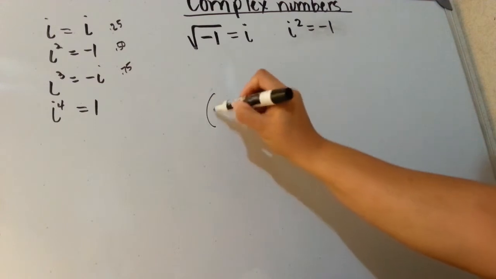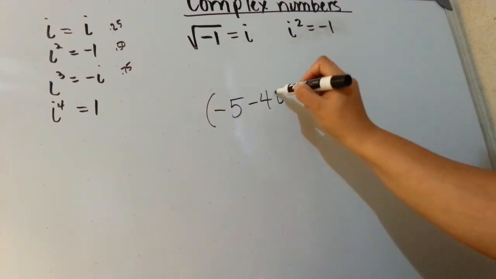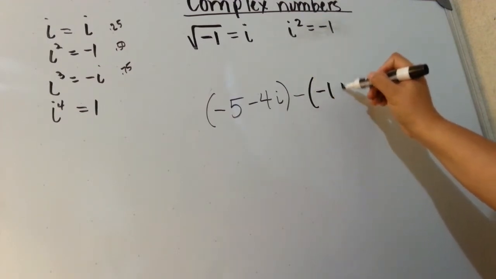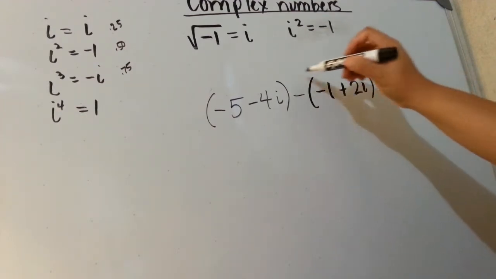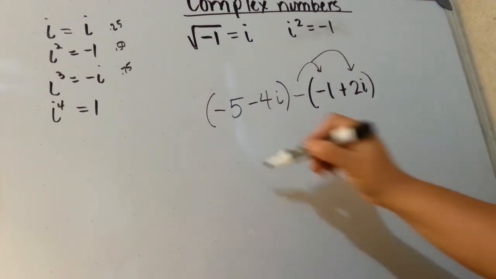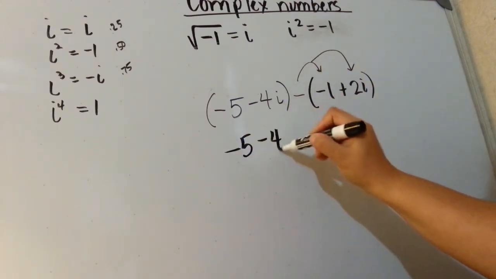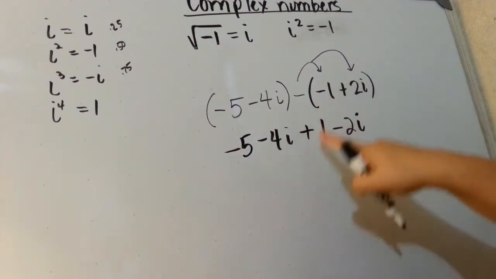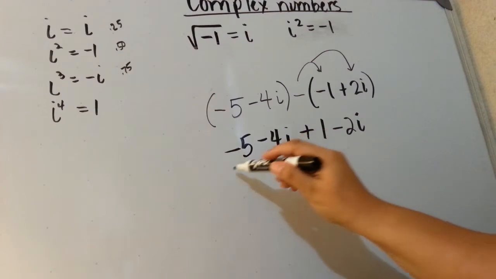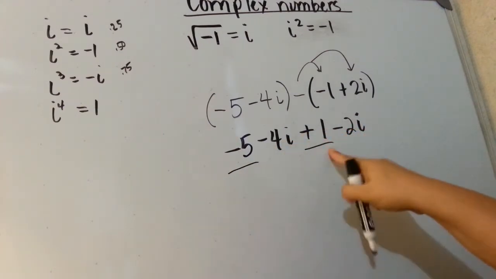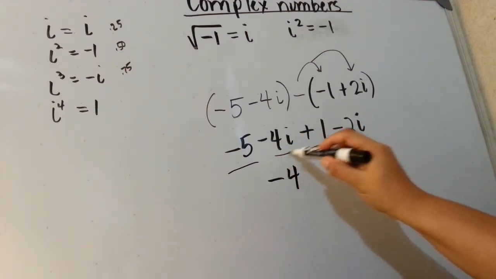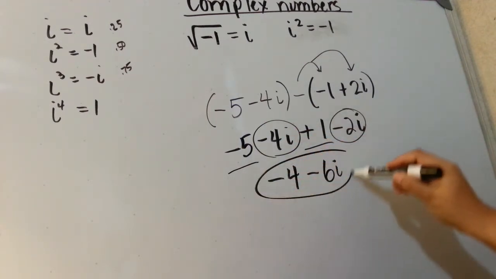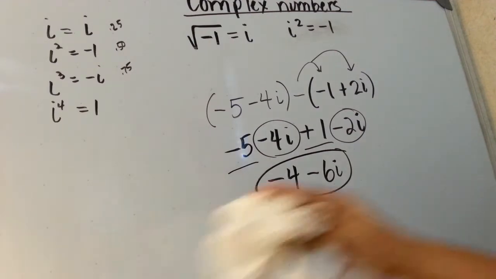If you were subtracting them, you have to make sure that you distribute that negative sign. So you actually have, that becomes positive, that becomes negative. And then you combine the real parts. That gives you minus 4. And then this one and this one gives you minus 6i. So that would be the answer here.